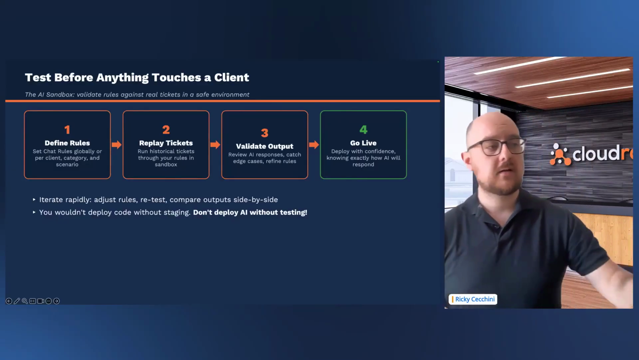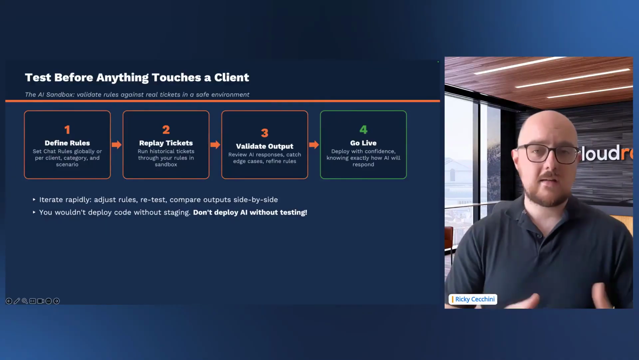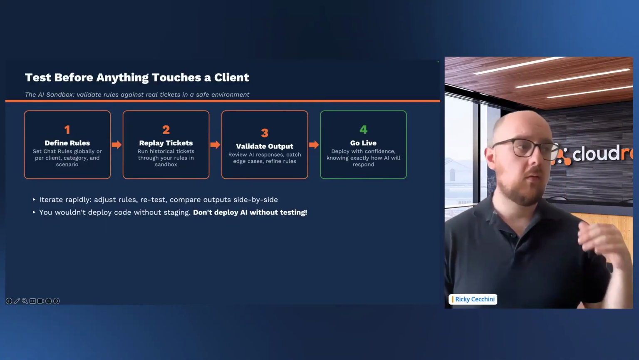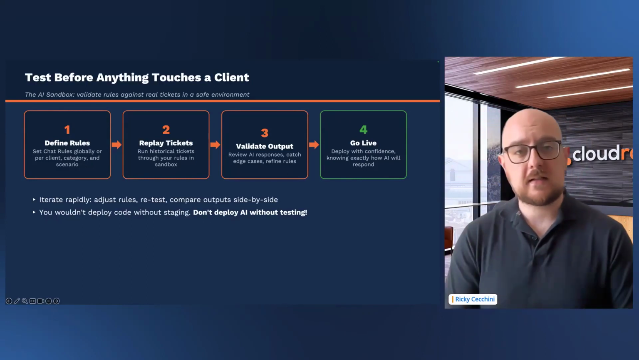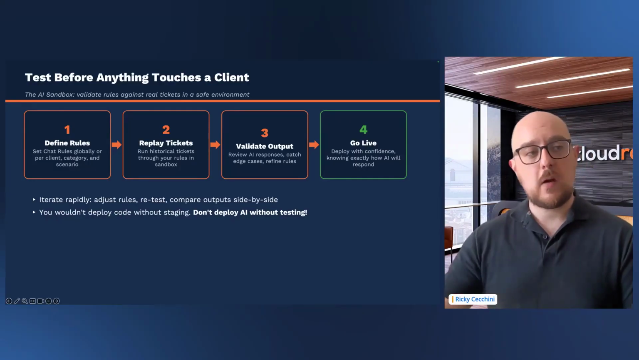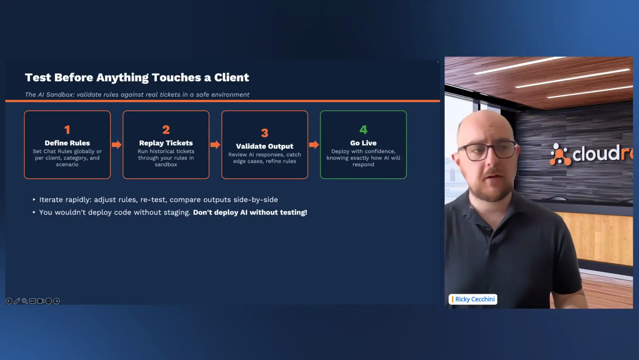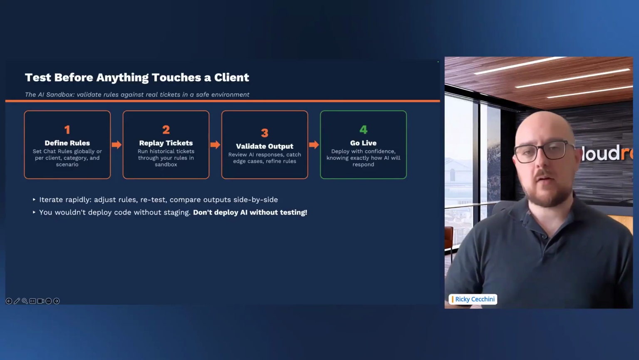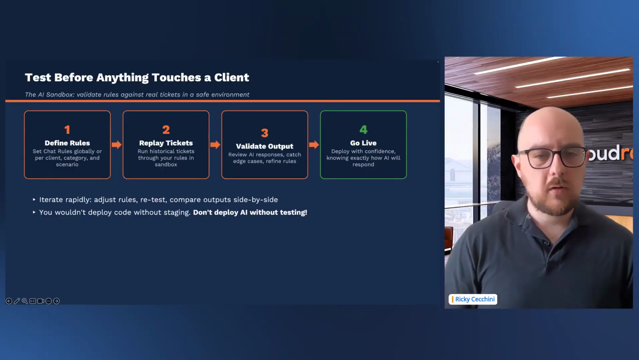So, long story short, when you get into the phase where you have it set up and you've trained it, definitely define the rules. Definitely replay the tickets, like we saw, to make sure the answers are satisfactory, or at least good enough that you can tweak them. Validating output really comes down to whether there are weird edge cases that require a little bit of a tweak or a one-off rule here and there.